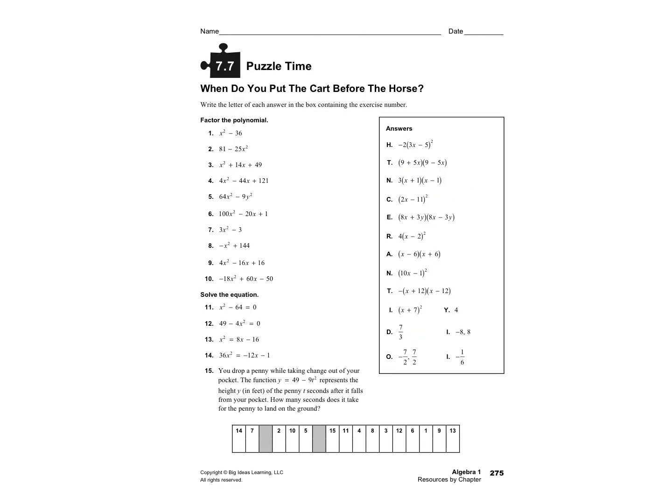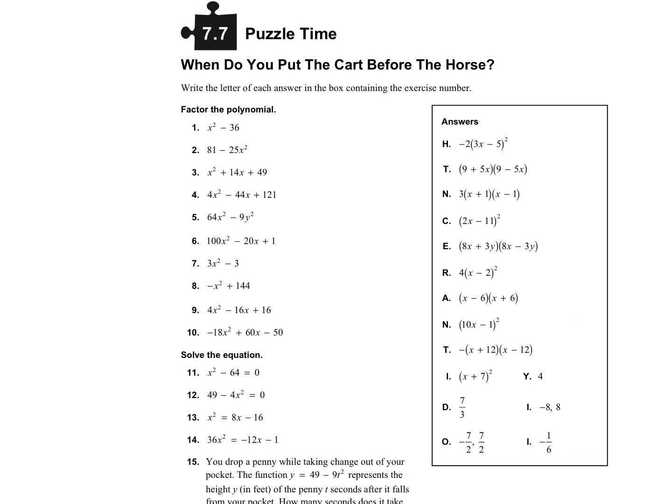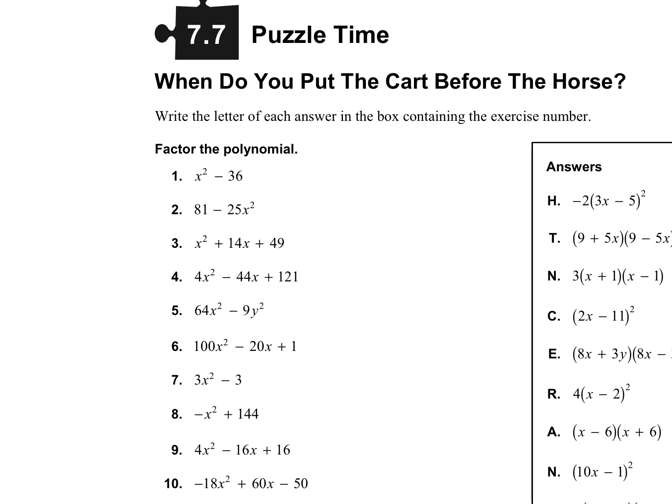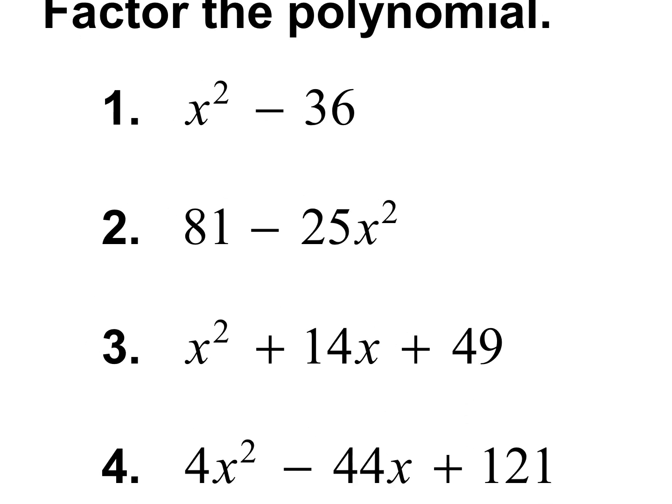Let's go to the next page, 7.7. So we're still factoring. Here we're factoring our special squares. So you're going to see a lot of perfect squares here. It's helpful to recognize perfect squares.